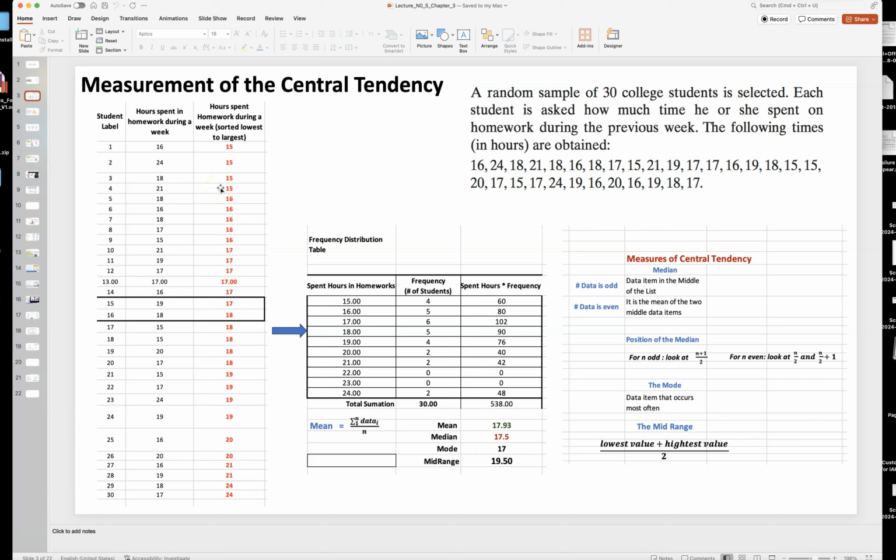And that is very important. Okay? What about 16 hours? Well, I have 1, 2, 3, 4, 5 students. What about 17? I have 1, 2, 3, 4, 5, 6 students. Okay? So it seems that from this sample of 30 students, there is a tendency in which most of the students spend around 15 to 17 hours.